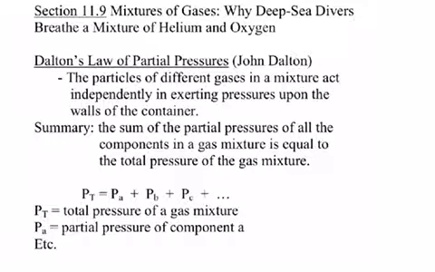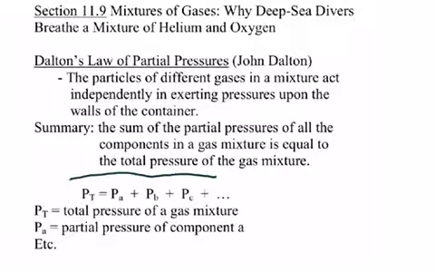According to what you see here, the particles of different gases in a mixture act independently in exerting pressures upon the walls of the container. Remember that each gas, every time it collides against the wall of the container, that's what pressure is. So, in summary, if you want to find the total pressure of a gas, all you need to do is get the sum of the partial pressures of all the components in a gas mixture, and it will be equal to the total pressure of that mixture.